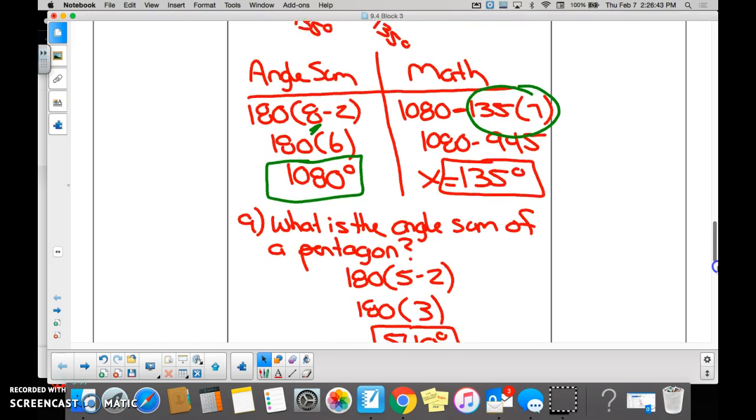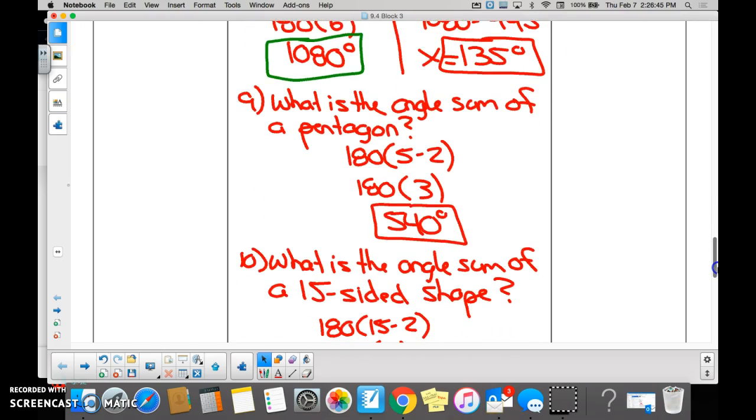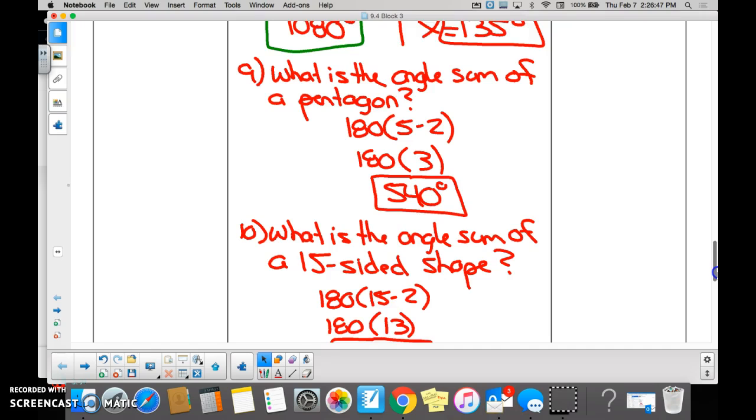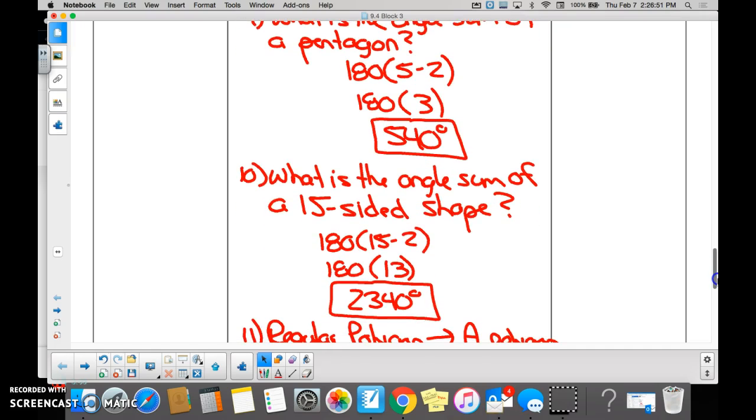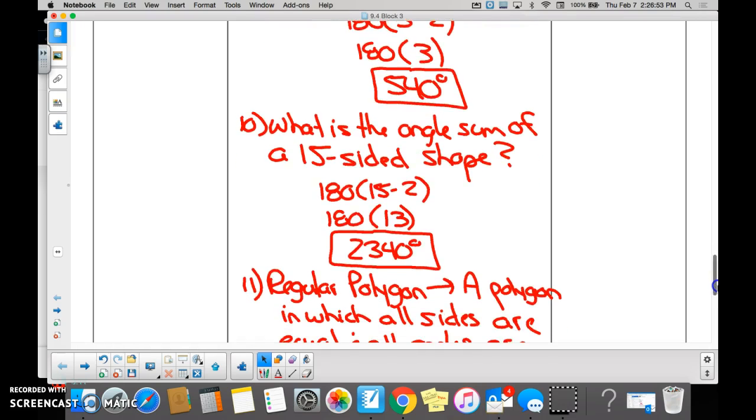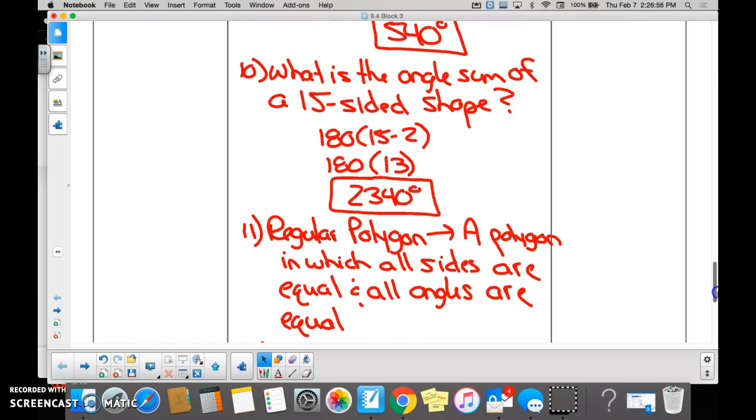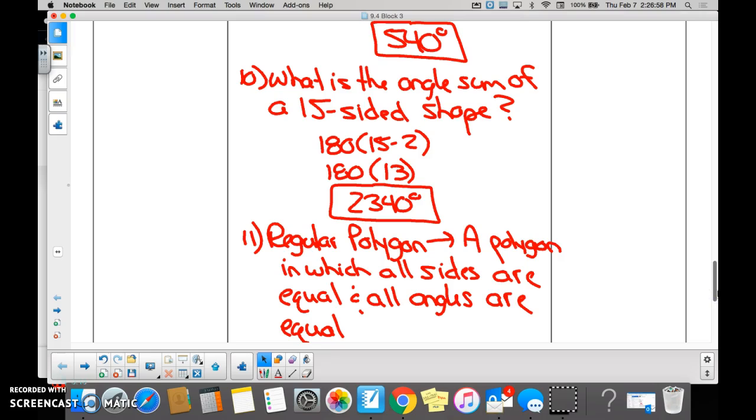Sliding on down, number 9. I just asked you the angle sum of a pentagon. You had to figure out a pentagon had 5 sides. You did the math. I asked you to do the angle sum of a 15-sided shape, and you did the math using the angle sum formula. We talked a little bit about a regular polygon. We said a regular polygon has all sides that are equal and all angles that are also equal.